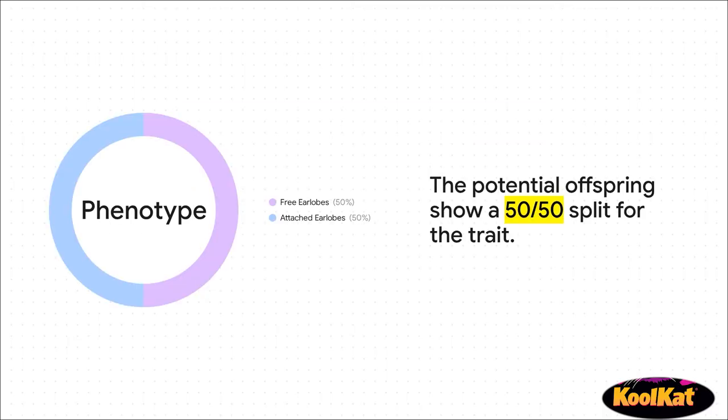And now for the final steps, tally and express. We just look inside our four boxes. What do we see? We've got 2 boxes that say Ff and 2 boxes that say ff. So what does that mean? Well, Ff means they have free earlobes, and ff means attached. The result is a perfect 50-50 split. There's a 50% chance the offspring will have free earlobes, and a 50% chance they'll have attached.